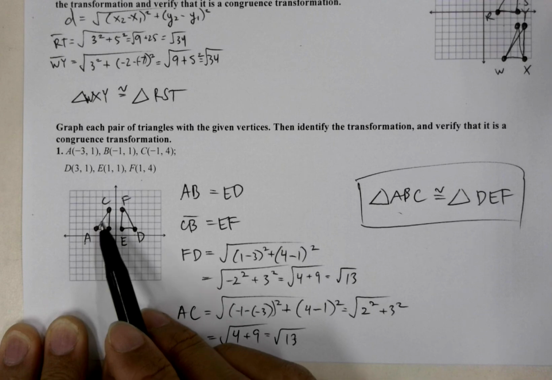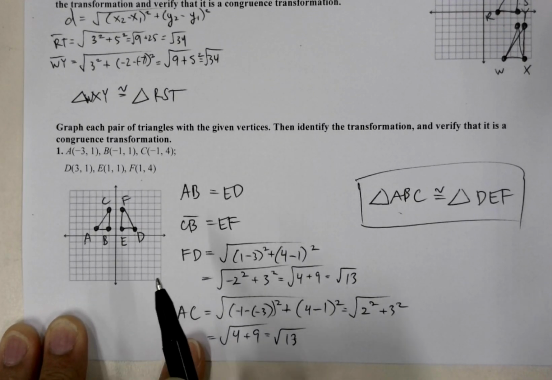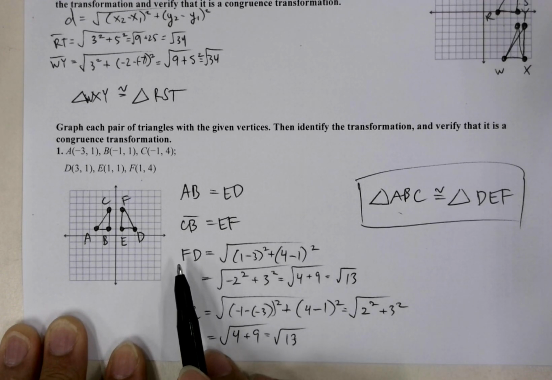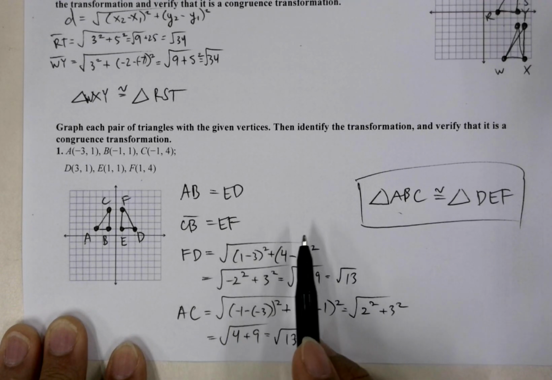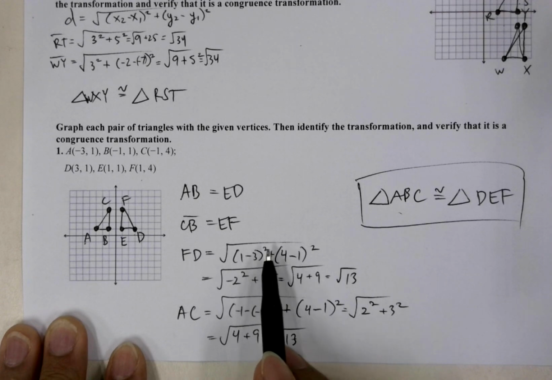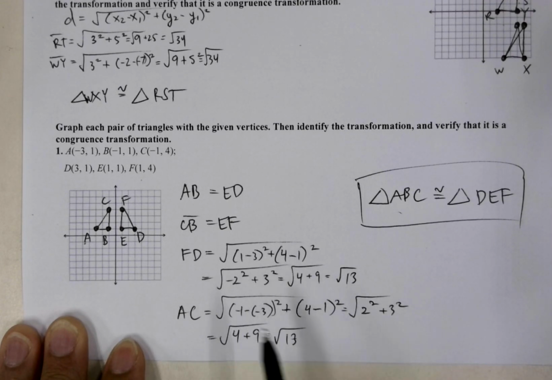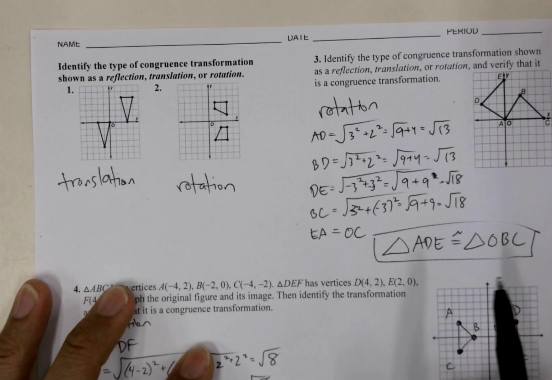But then the hypotenuses of the triangles are going to require the distance formula. So FD is equal to the square root of x2 minus x1 squared plus y2 minus y1 squared. Same thing with AC, and we get square root 13 in both of those cases. So we can say that the triangles are congruent because of SSS, right? Okay. And then what? We have a couple more problems over here.